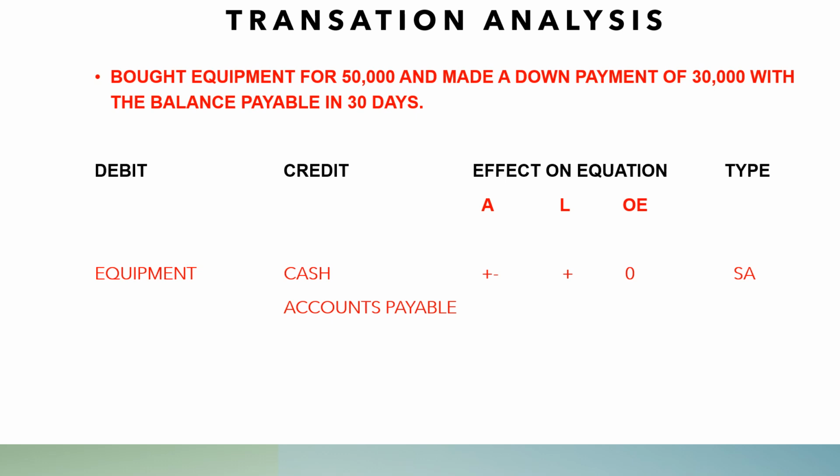And this is accounts payable because the company did not issue a promissory note. So this is an open account, so accounts payable is credited. So the effect on the accounting equation: assets in the form of equipment increased, assets in the form of cash decreased, liabilities in the form of accounts payable increased, and no effect on owner's equity. So this is not an exchange of assets because not only assets are affected, but the liabilities are also affected. So this is a source of assets.